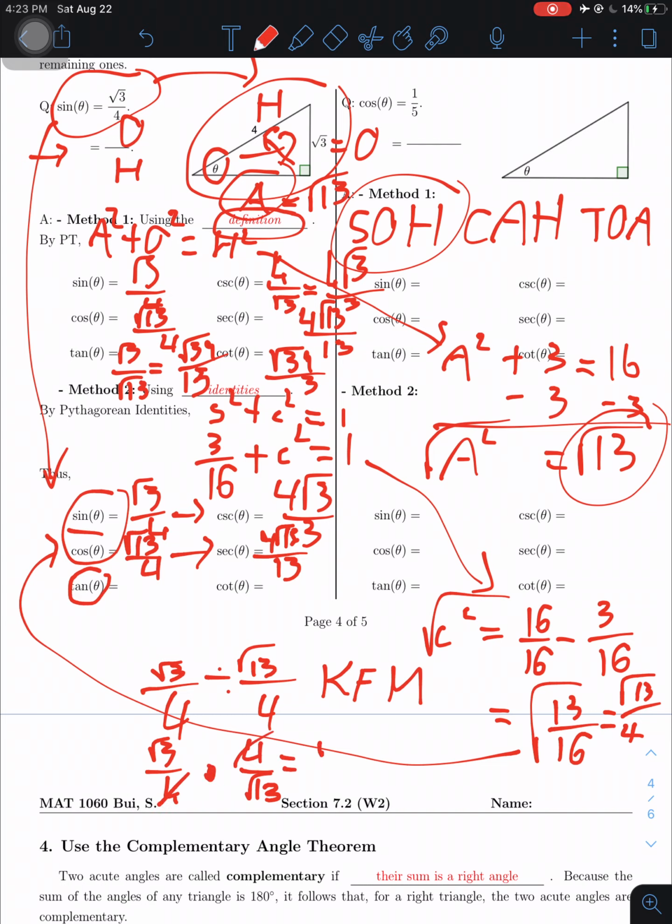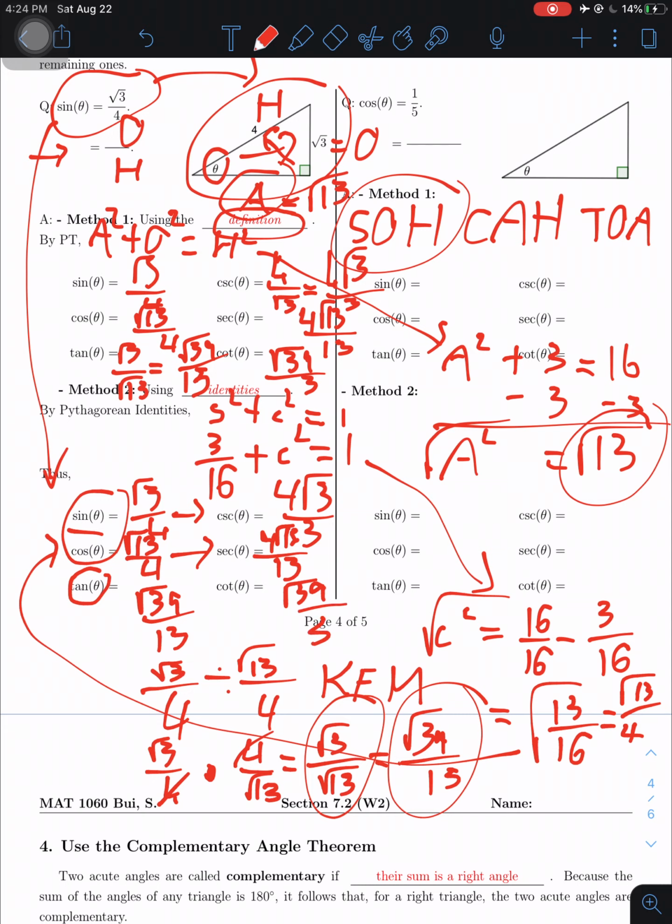For cotangent, I can flip this one, but I'm going to flip that one, okay? So to get square root of 13 divided by 3, and if you rationalize it, it's going to be square root of 39 divided by 3. Okay, if I do it too fast, or if you have any question on this one, please let me know, okay? Because I'm showing you guys two methods, the answers in here should look the same, right?